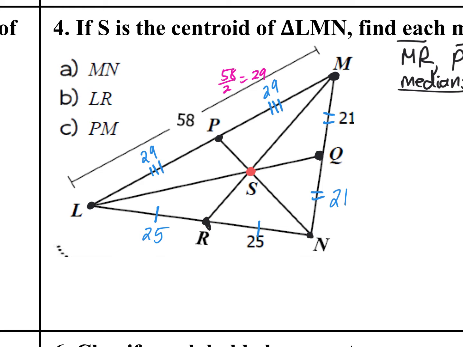All right, so now let's go ahead and fill in our answers here. MN, we found that is 21 plus 21, which is 42, segment addition. Then LR is 25, and PM we found to be 29.